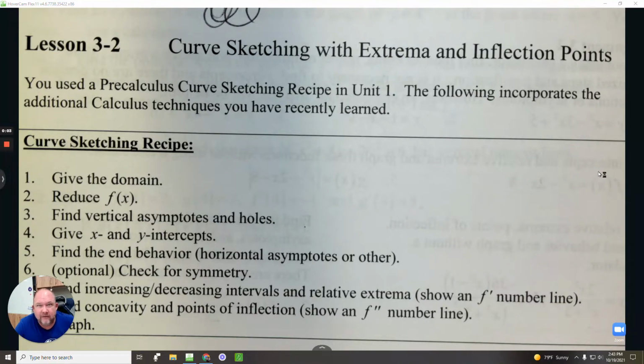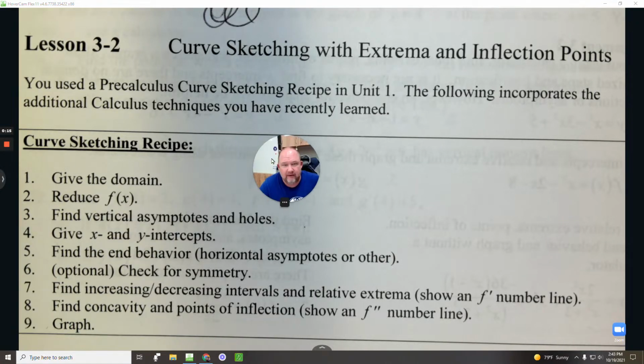Alright, here's lesson 3-2. Curve sketching with extreme points, turning points, and inflection points. We're going to do pre-calculus and calculus, put it together, and the whole lesson's on graphing. These are the things we're going to look for.